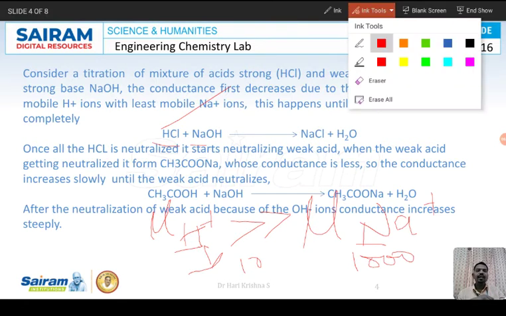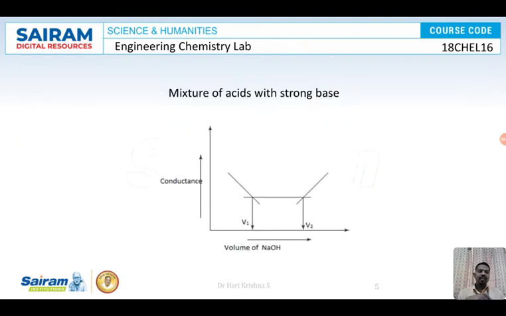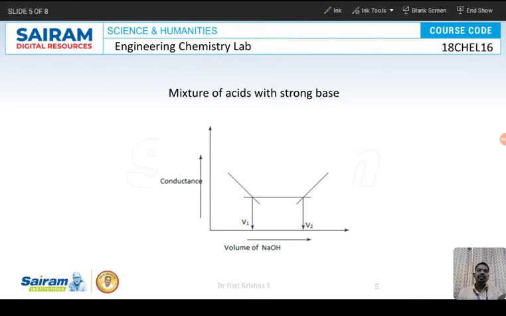Later we're going to plot a graph of conductance versus volume of NaOH. When you plot the graph, you get three lines. One line like this, another line like this, another line like this. We're going to extrapolate them like this. The points of intersection give V1 and V2.